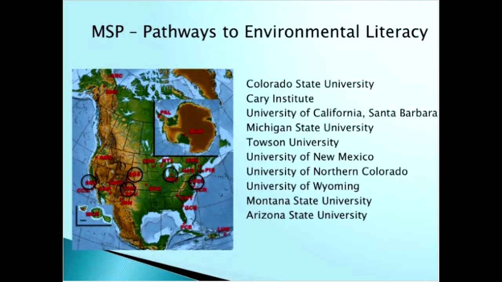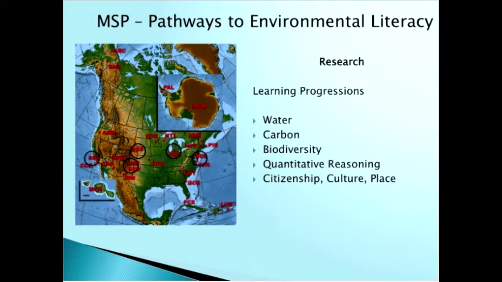So, two aspects we'll look at. First, we're going to look at an example of how we could use the network as a research platform. Okay, the research that we've conducted is looking at the concept of learning progressions. And I've listed a variety of topics: three science topics, quantitative reasoning for mathematics, and the connection then to our population through citizenship, culture, and place.